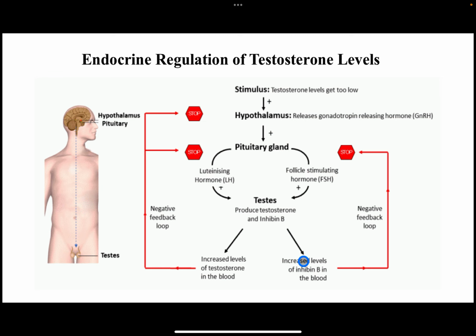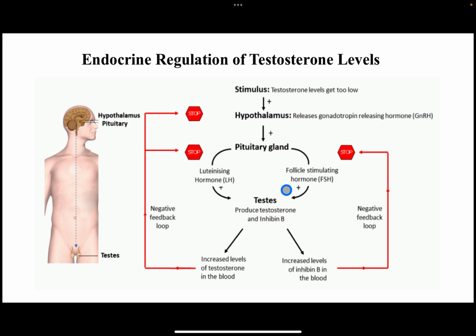Now, the inhibin on this side can also contribute to increased level of inhibin in the blood, and that one too will also send a negative feedback directly to only the pituitary gland to stop producing follicle stimulating hormone and luteinizing hormone. So this is the feedback loop that the gonads use. The same thing applies to the female gonads.